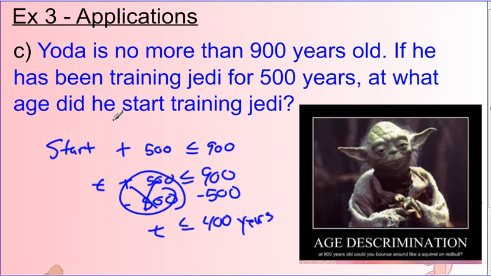years. So what age did he start training? He started training when he was less than 400 years old. So he maybe could have started training when he was 50 years old or 100 years old. Anything less than 400 years would work.